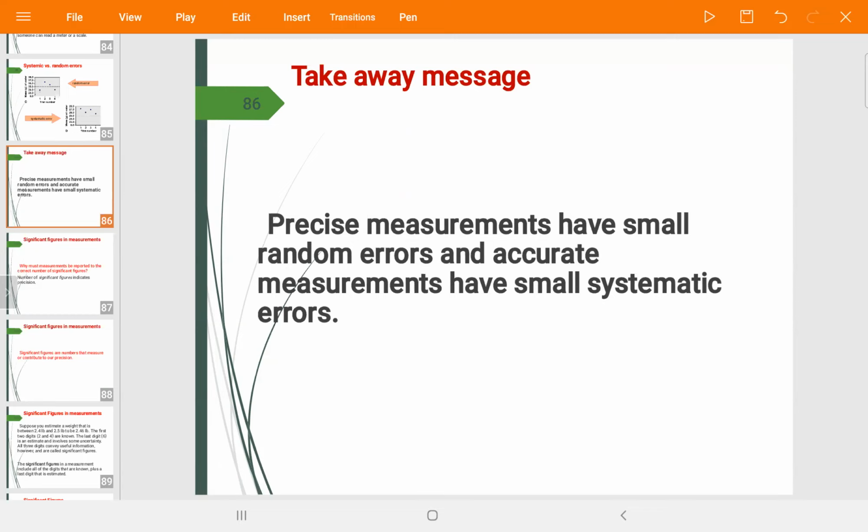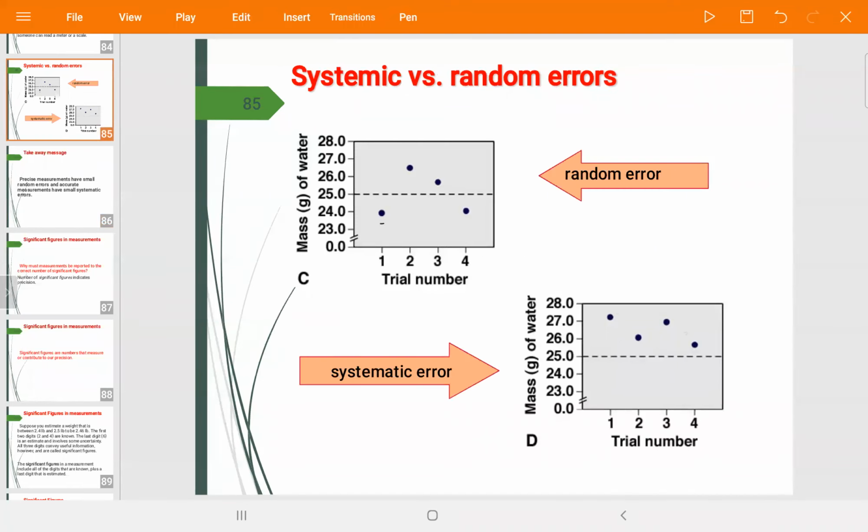Remember, in systematic errors, what we were saying was that if you take the average value of this, it will be over here, which is different from the accepted value, right? So if you want to have an accurate measurement, you have to have a small systematic error, meaning this has to come around here so that your measurement will be accurate.